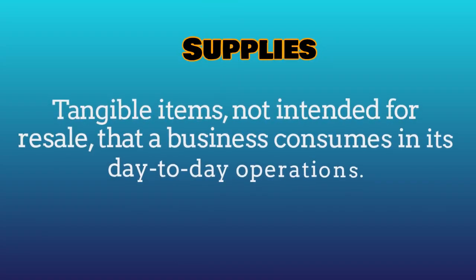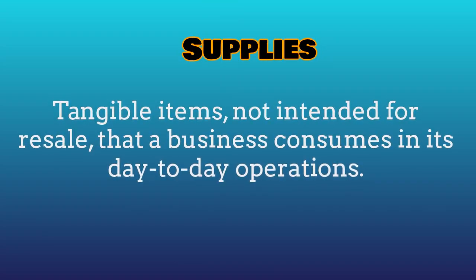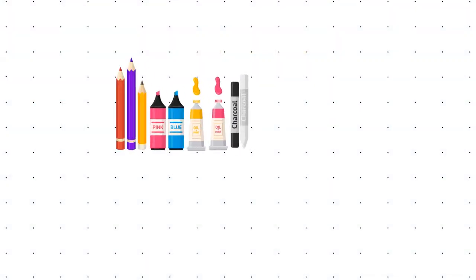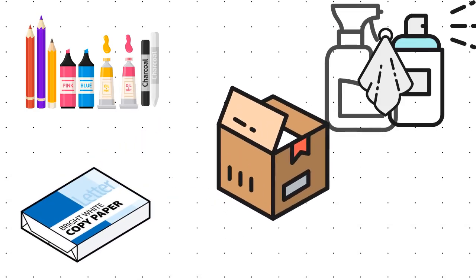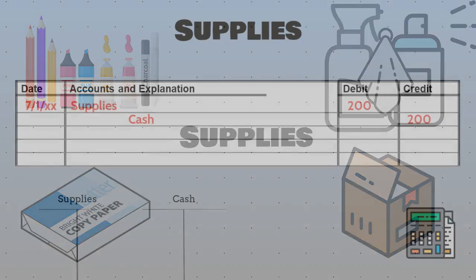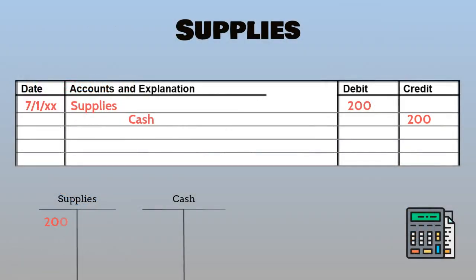Moving on to the next asset, supplies. Supplies are tangible items not intended for resale that a business consumes in its day-to-day operations. These are things like pens, pencils, cleaning items, paper, and even packing materials. The journal entry for supplies is a debit to supplies and a credit to cash.